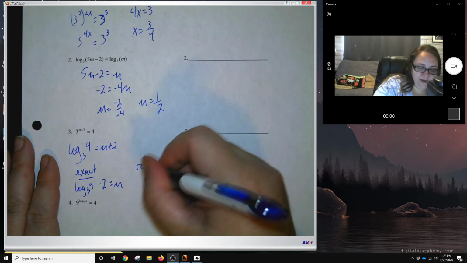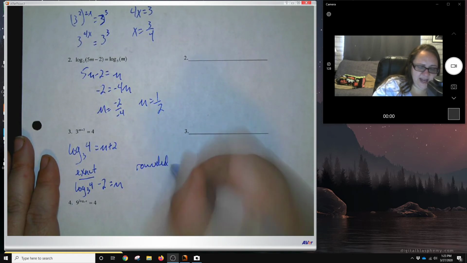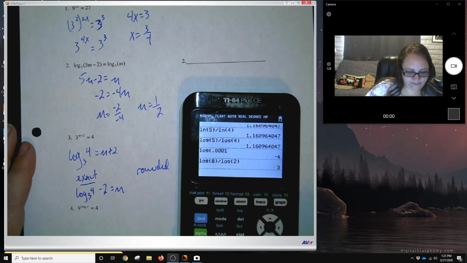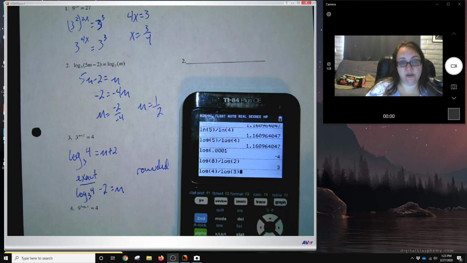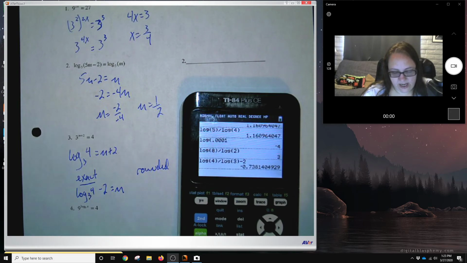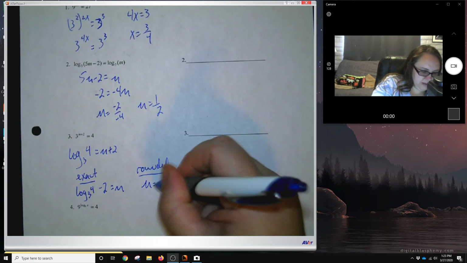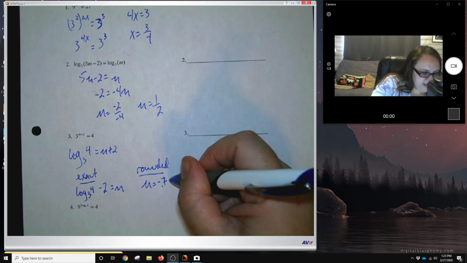And then my rounded answer would be what I would get if I put this in the calculator. So I would do the log of 4 divided by the log of 3, or log base 3 of 4 if I have a TI-84, minus 2. So negative 0.37. They asked me for 3 decimal places, so negative 0.738.